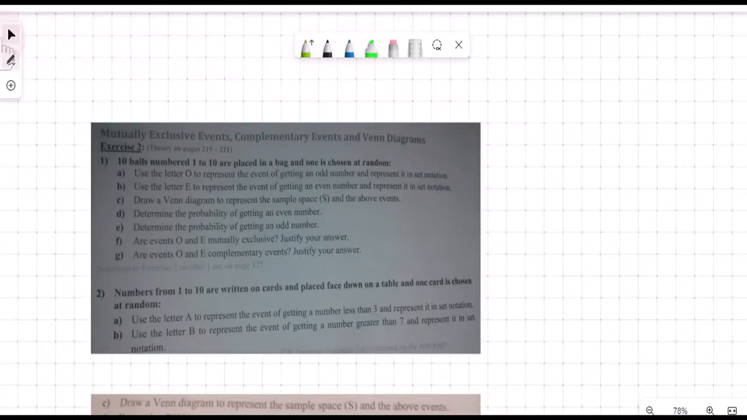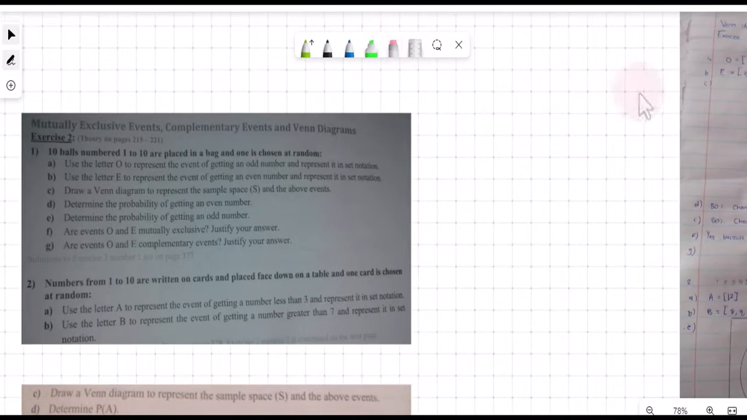So I believe that was not difficult. We're going to use letter O. So we're going to say number A, letter O is equal to our set builder notation. It's the numbers numbered from 1 to 10, but we're looking for what? For odd numbers. Can you give me those odd numbers?